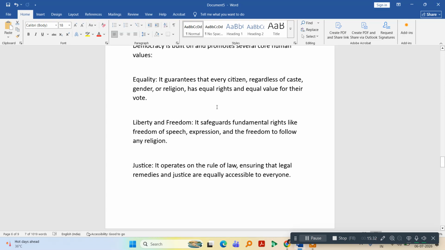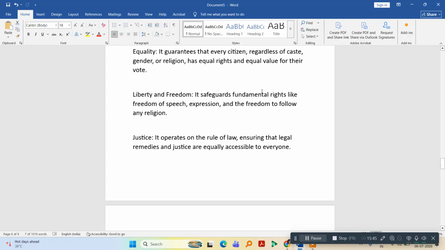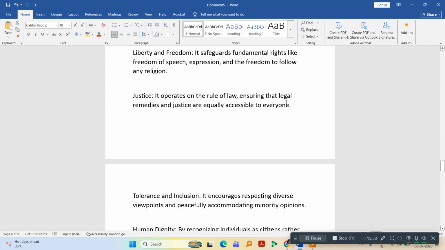First of all, equality. Equality means that all the citizens, irrespective of their caste, gender, or religion, have equal rights. Every citizen has equal rights and equal value for their vote. Liberty and freedom. Liberty itself means freedom, freedom without constraints. So it protects the fundamental rights like freedom of speech, expression, and freedom to follow any religion.